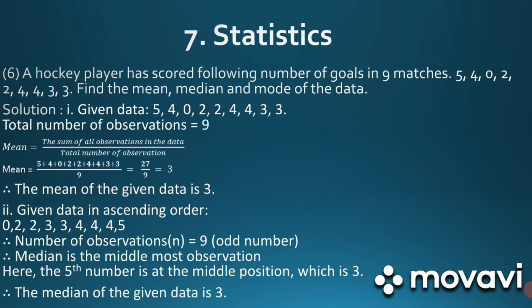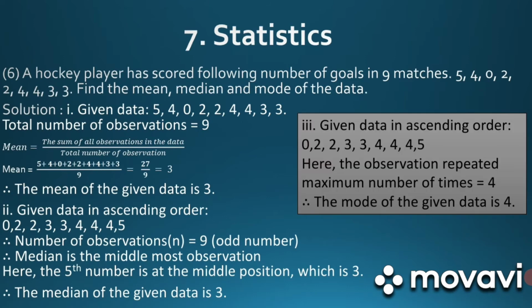Subdivision 2. Let us now find the median. The given data in ascending order is 0, 2, 2, 3, 3, 4, 4, 4, 5. Therefore, the number of observations small n is equal to 9, which is an odd number. Therefore, the median is the middlemost observation. Here, the fifth number is at the middle position, which is 3. Therefore, the median of the given data is 3.